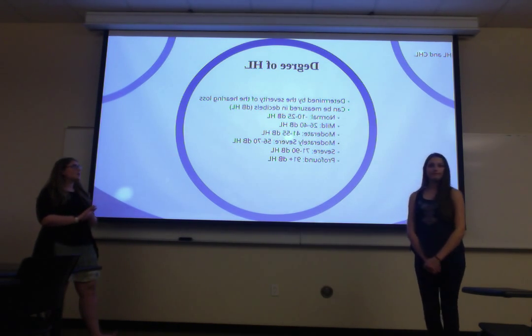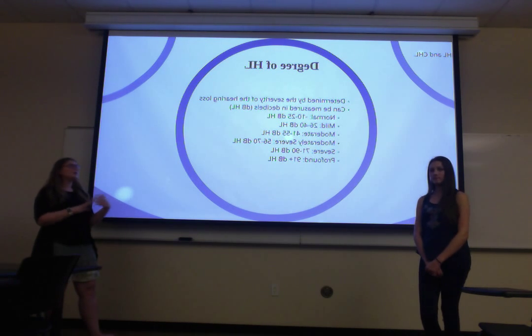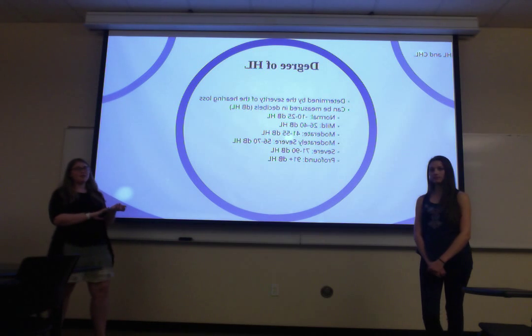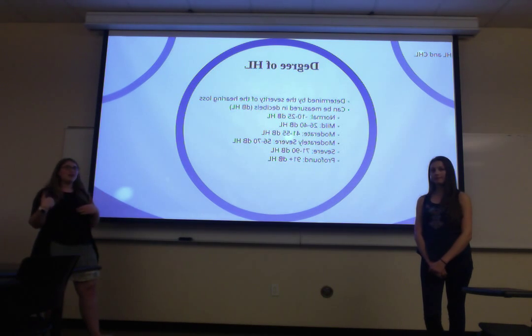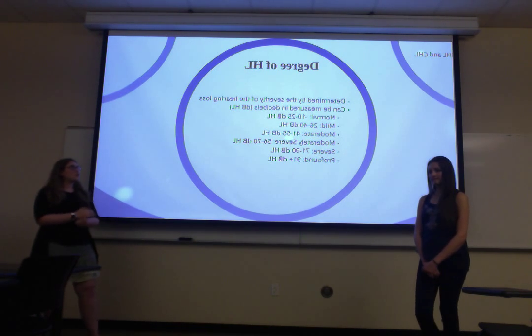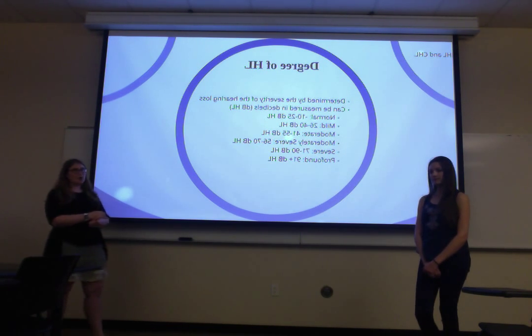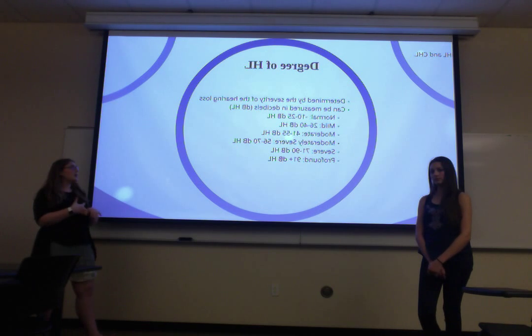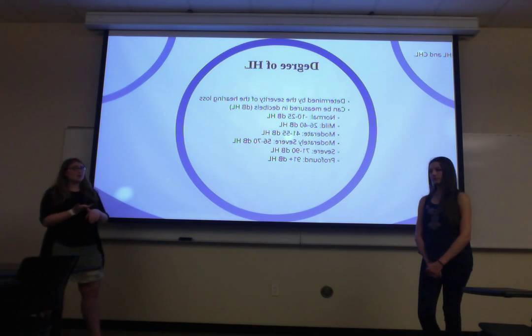Sometimes you'll see slightly mild. This is more for children. It's 16 to 25, since they should have better hearing than adults, so their range is a little more focused. Next you'll have mild, which is 26 to 40 decibels hearing loss. After that you have moderate, which is 41 to 55 decibels hearing loss. Next is moderately severe, which is 56 to 70 decibels hearing loss.